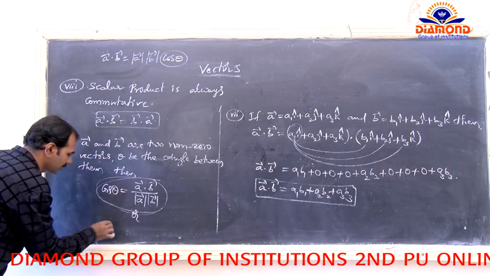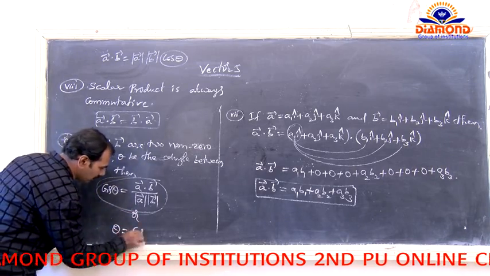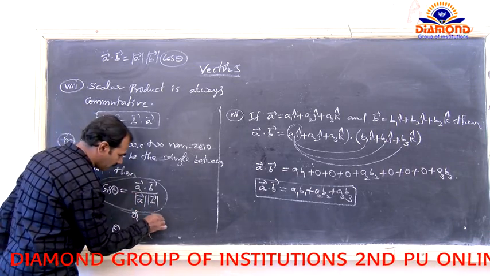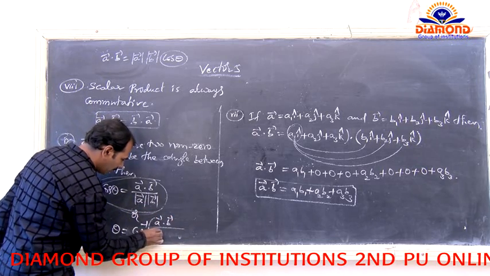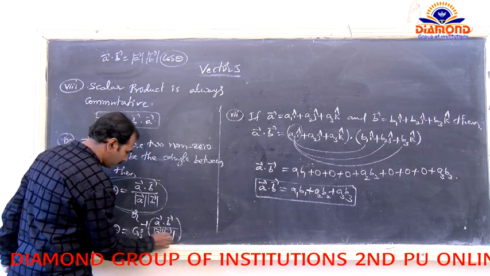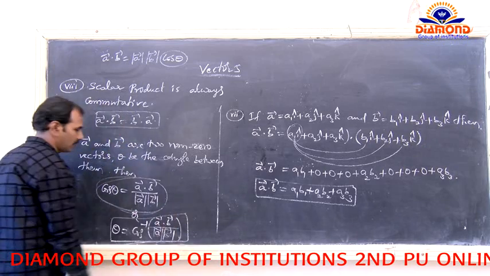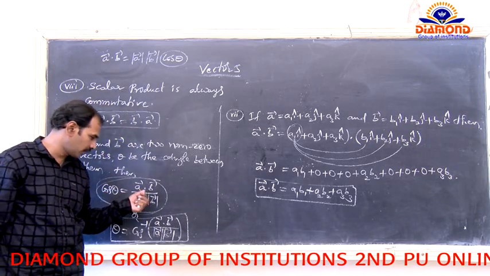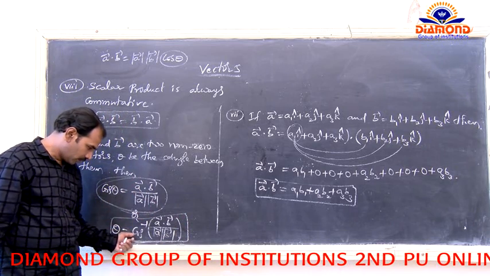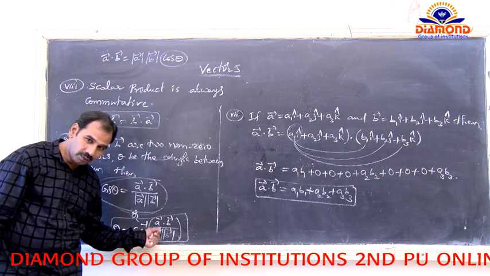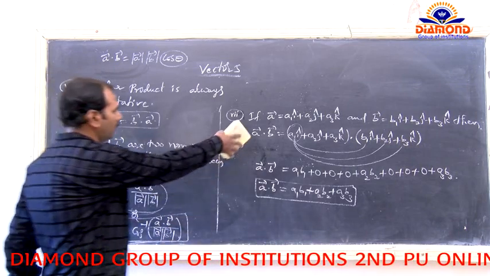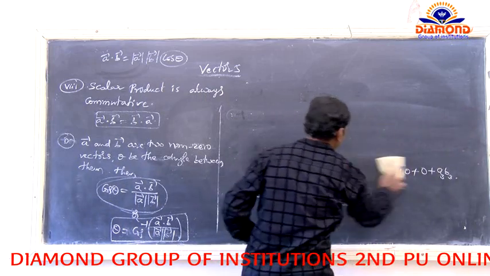Or, theta equals cos inverse of A vector dot B vector divided by magnitude of A times magnitude of B. This is the angle between two vectors. So cos theta equals A dot B divided by magnitude of A times magnitude of B, or theta equals cos inverse of A dot B divided by magnitude of A times magnitude of B. It is the same condition.